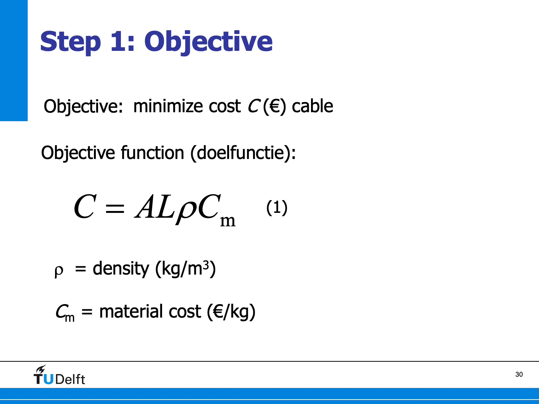The cost of the cable is called C, and that's equal to the cost of the material of the cable in euros per kilogram. And if we have this volume of material of the cable, namely the cross-sectional area A times the length of the cable, we have to multiply it by rho, the density of the material, to obtain, when you multiply it with the cost per kilogram, the total material cost of that volume of cable.